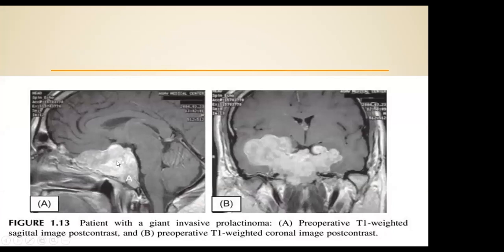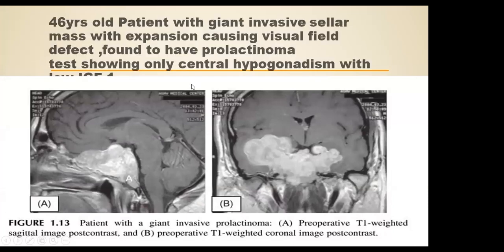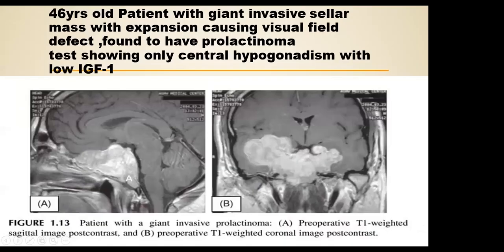This is a case of giant lobulated outline heterogeneous enhancement of the macroadenoma, which represents a giant invasive prolactinoma in a 46-year-old patient with expansion and giant adenoma, which was a prolactinoma. The test was showing just a central hypogonadism with IGF-1, which was low.